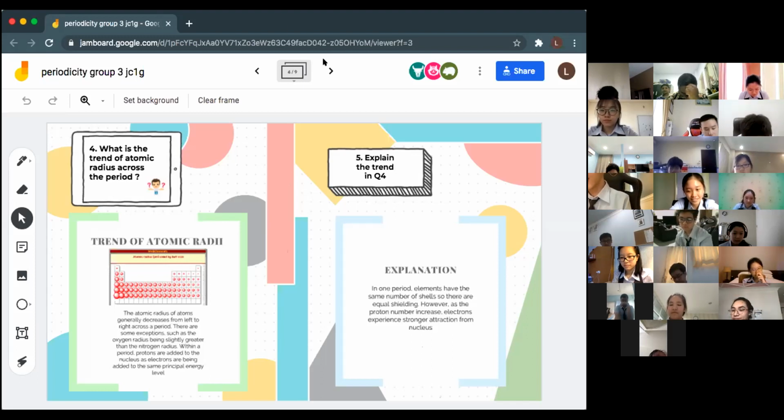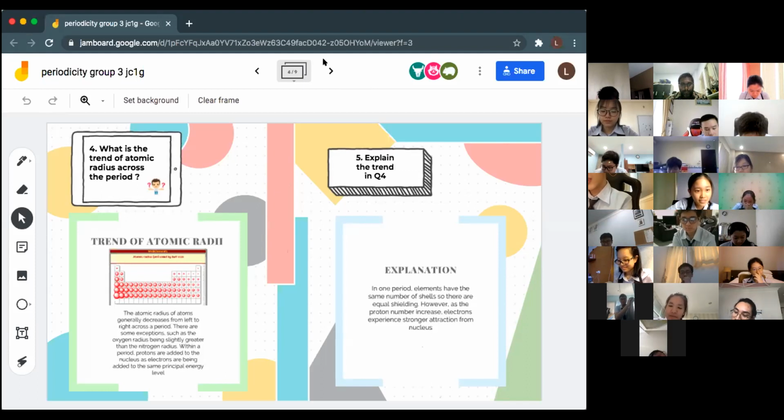This is because in the same period, elements have the same number of shells, so they all have equal shielding. However, since the proton number increases, the electron would experience a stronger attraction from the nucleus. This is what caused the atomic radius to generally decrease from left to right.